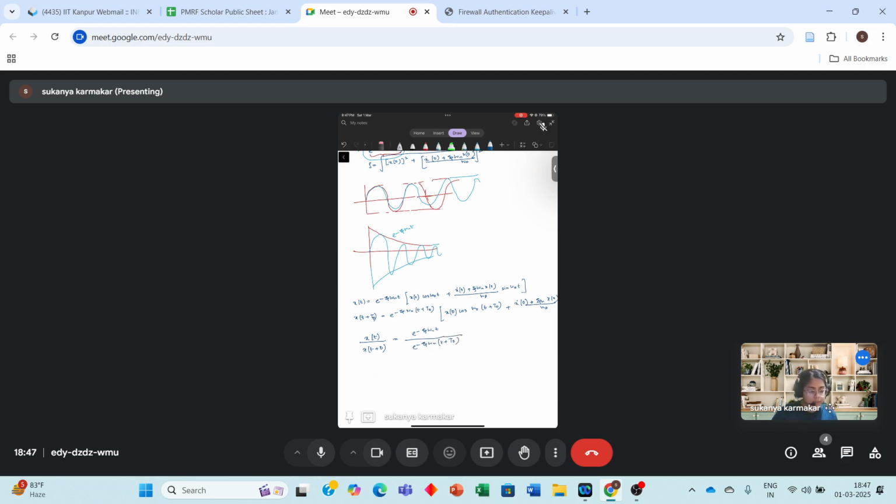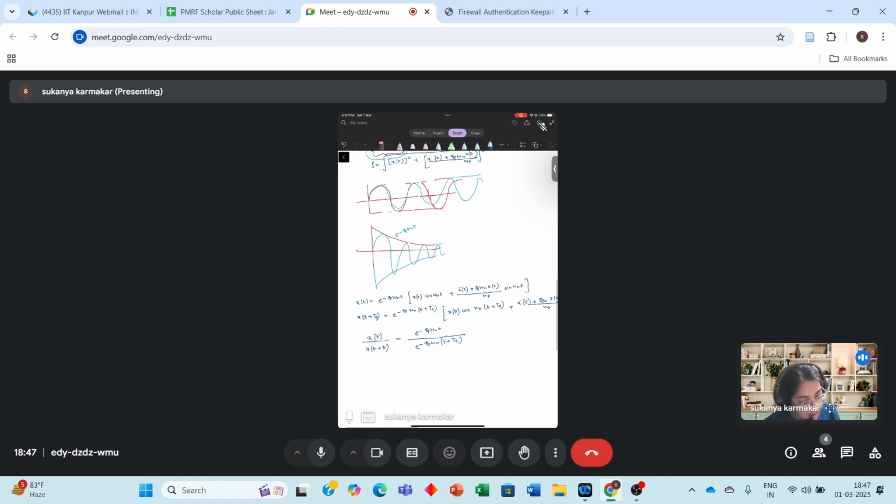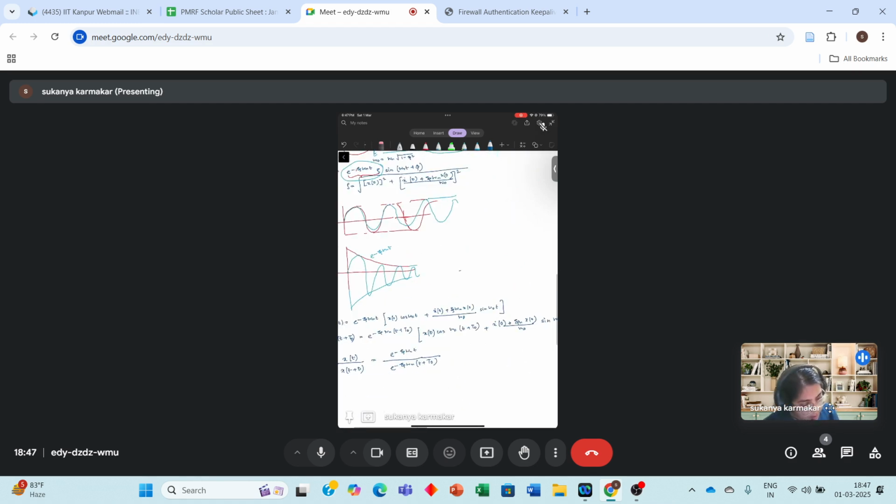Is this step fine? This is because TD is the period of the structure. So we are taking TD to be a multiple of 2 pi? No, TD is the period of the structure. What is TD? TD is 2 pi by omega d. So you can think of it as omega d times TD is 2 pi. It is not a multiple of 2 pi, it is 2 pi.